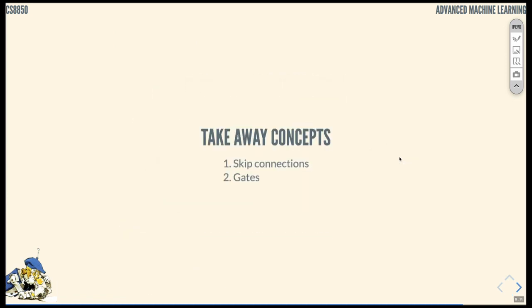Takeaway concepts: skip connections. Why do they work? Because of the gradient flow. They preserve or fix the problem of vanishing gradients as much as we can right now. And gates are important as well. We will come back to them when we look at recurrent neural networks.